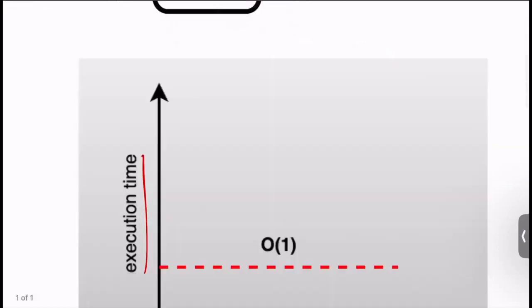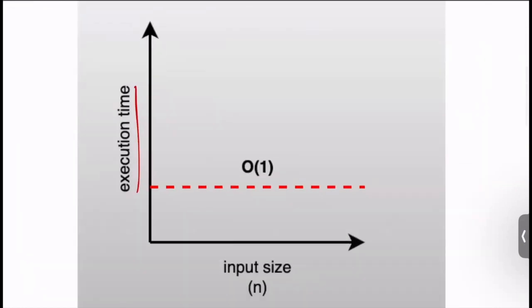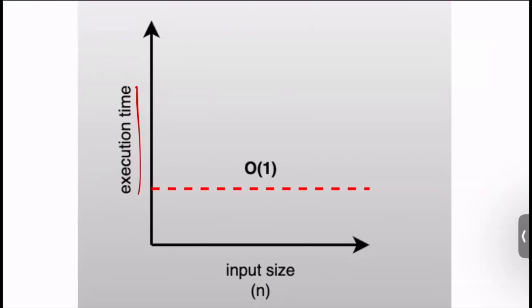So the proper definition of O(1) is that the time it takes to perform a specific task, regardless of the size of the input n, will always remain constant. So we see as n increases, the execution time remains constant. It doesn't have some sort of pattern. It's not linear or anything. It just remains constant, right?